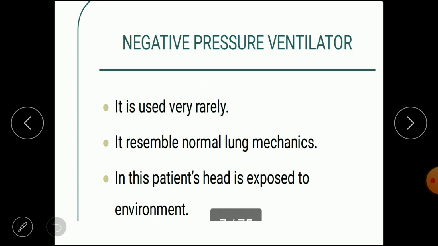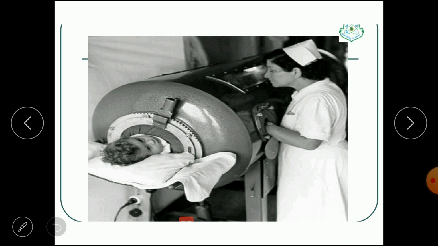Now, what are negative pressure and positive pressure ventilators? The negative pressure ventilator is rarely used. It resembles normal lung mechanics, and it helps the patient by generating a negative pressure in a tank. See in the diagram, one tank is shown. The patient is in the lying position, and the negative pressure is generated in the machine, which helps the patient's lungs with ventilation. Nowadays it is not very useful.